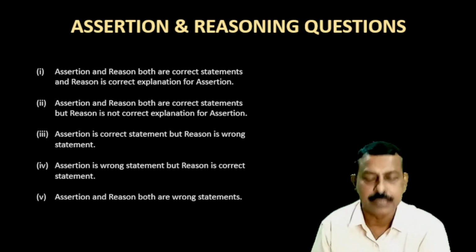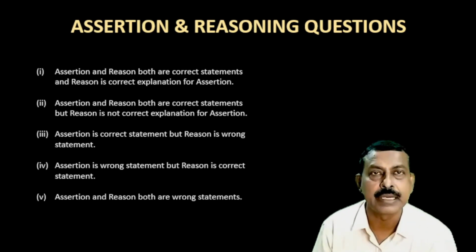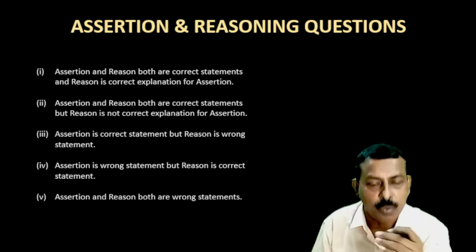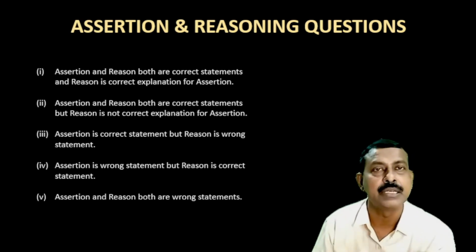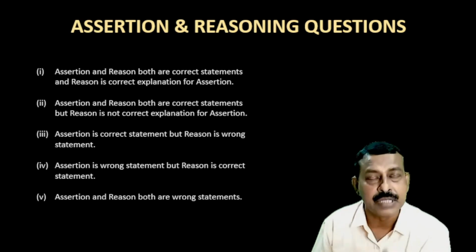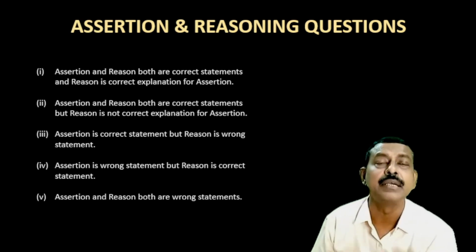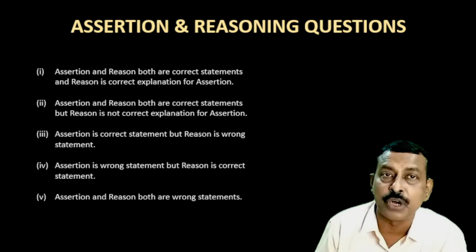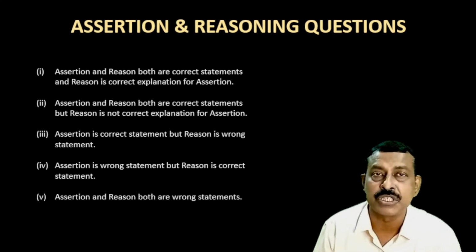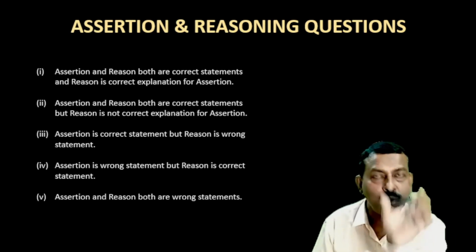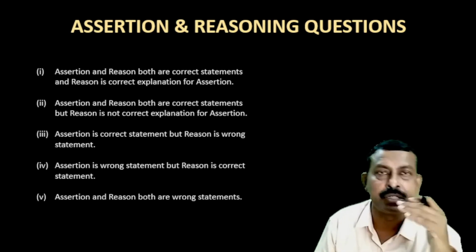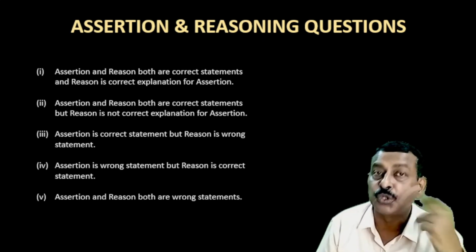Like you know that assertion and reason both are correct and reason is the correct explanation. This is the first option. The second one is assertion and reason both are correct and reason is not the correct explanation. Third one is that assertion is true, reason is false. Fourth one is suppose that both are wrong statements. So now you know that out of these options, according to the statement which is given, you have to choose.